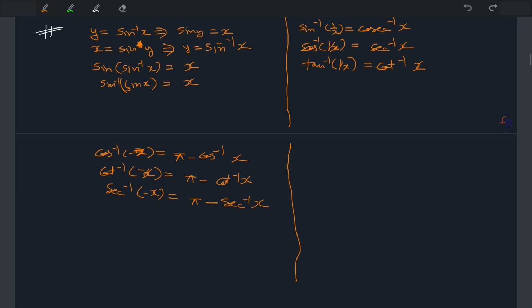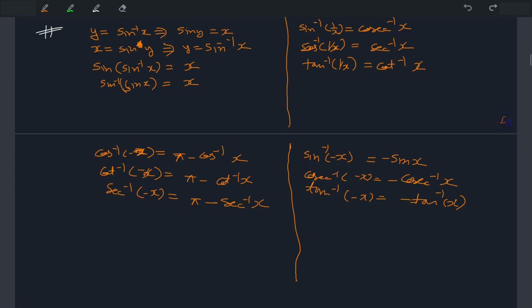The other type for the minus x type, like sine inverse minus x, you can write it as minus sine inverse x. You can have cosec inverse minus x equal to minus cosec inverse x. You can write tan inverse minus x equal to minus tan inverse x. Okay, so this is another type of the properties.